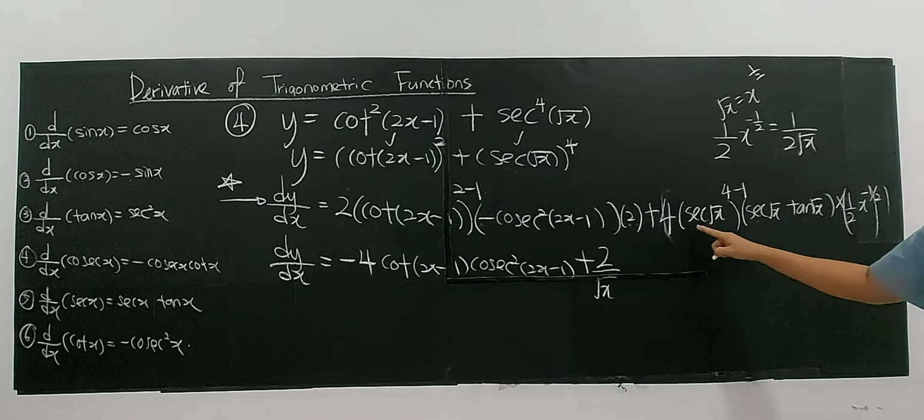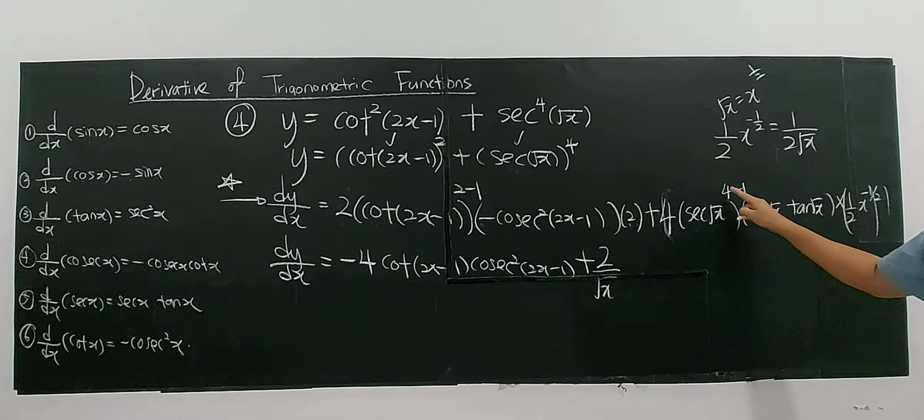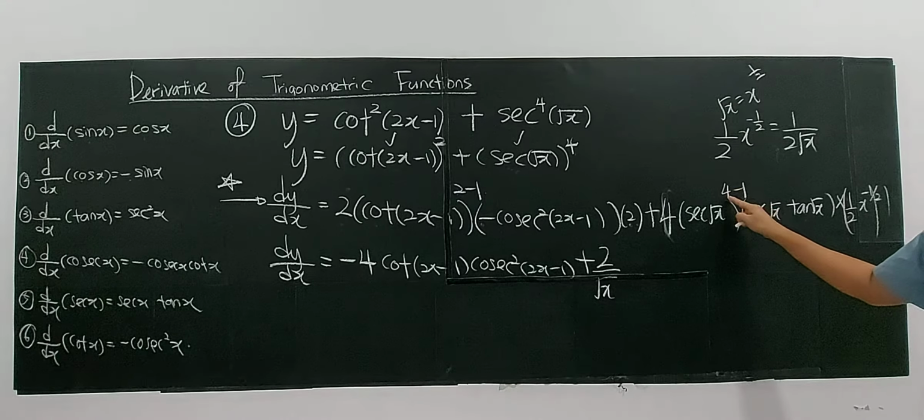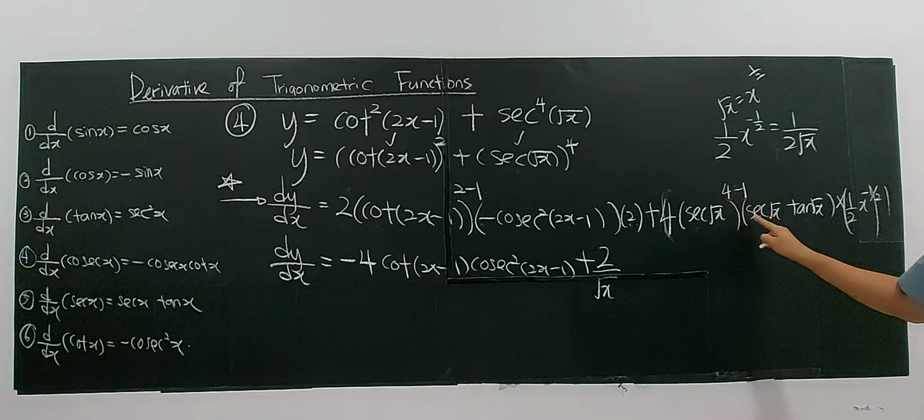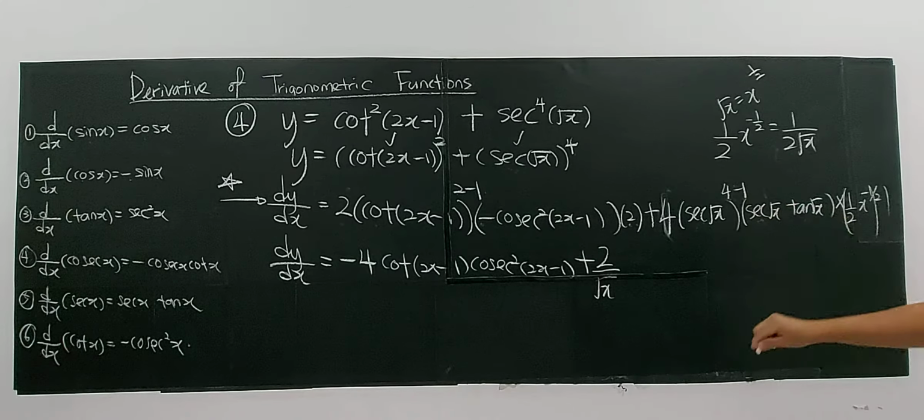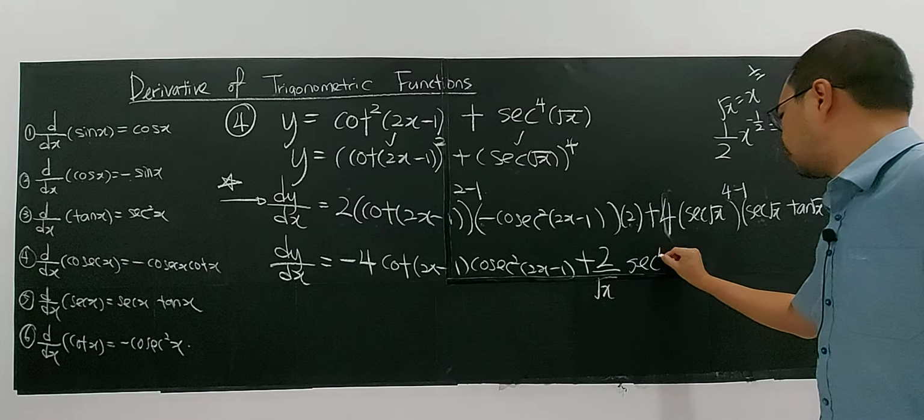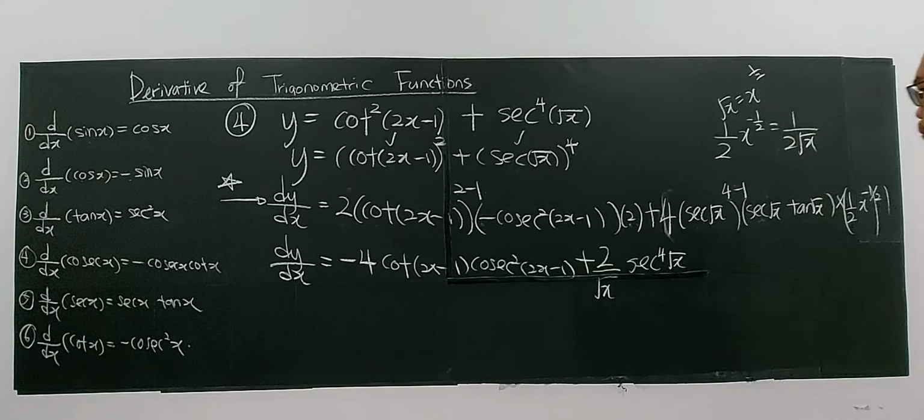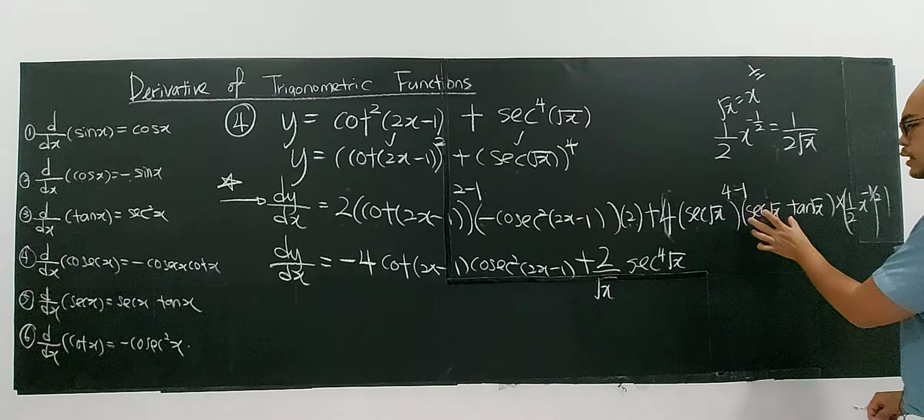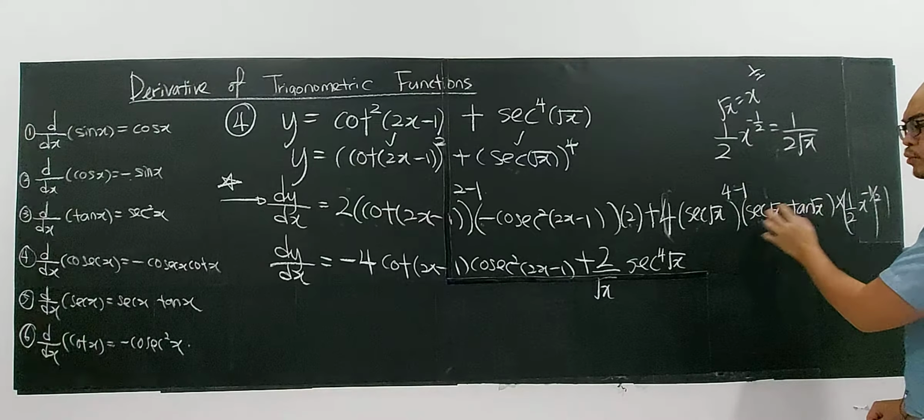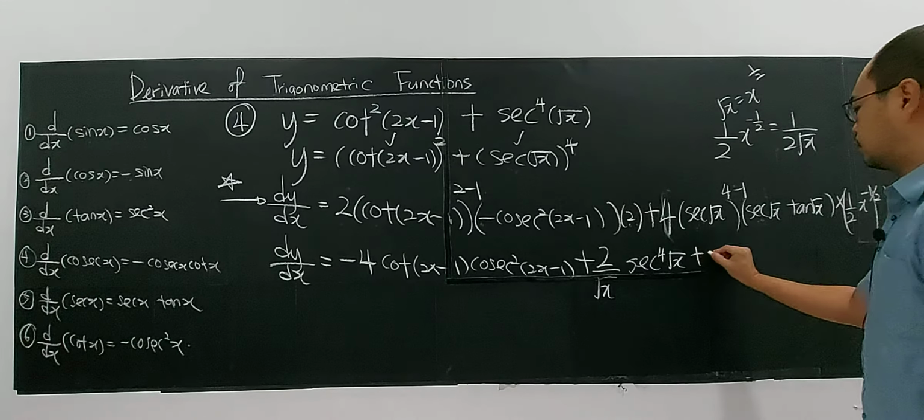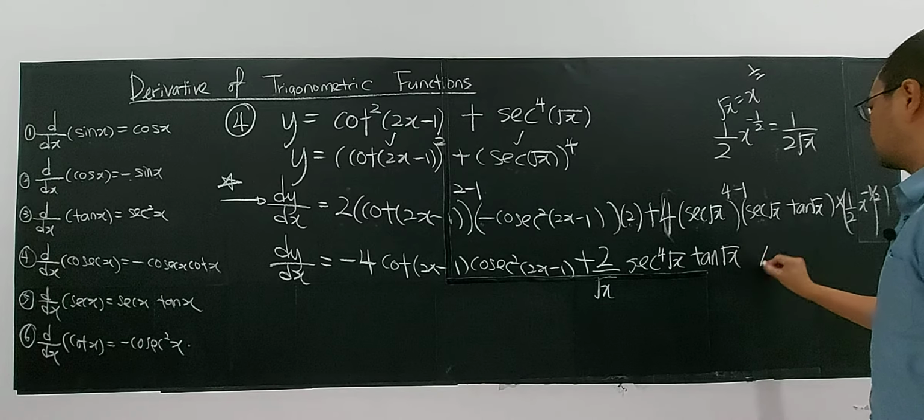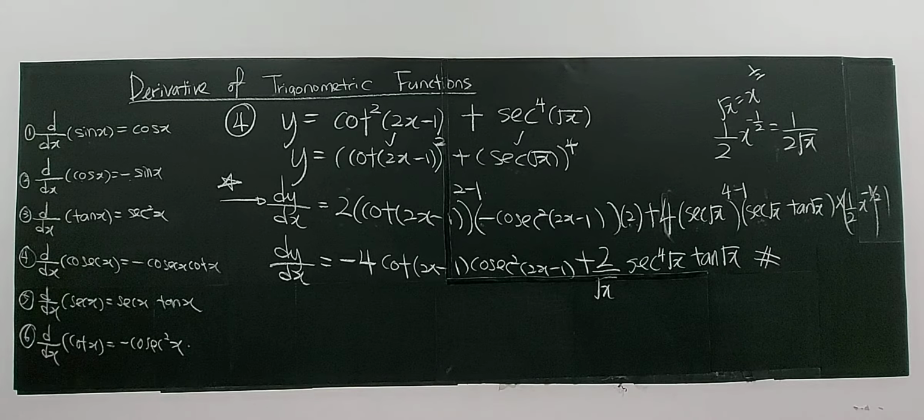And here you have secant. Secant, 4 minus 1, you have 3, right? Secant to the power of 3. And here secant to the power of 1. So secant to the power of 3 and secant to the power of 1, 3 plus 1, you get 4. So secant to the power of 4 square root of x, and finally you have tangent square root of x. Completely differentiated. I hope you are understanding more by using the chain rule for this problem.